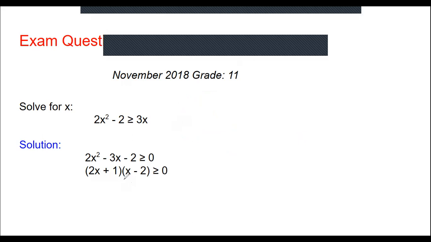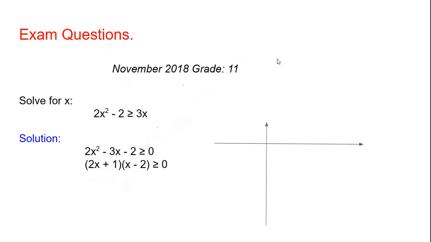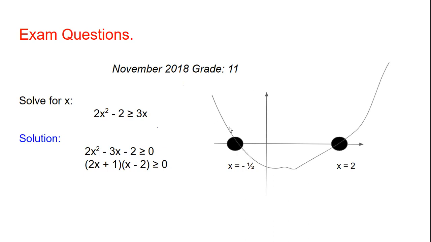to minus half and x is equal to 2. So then we plot our critical values. So since we have the equals to sign, we're including it. So we have x is equal to minus half this side, and we have x is equal to 2. And then we just draw our parabola, which is this curve. All right, and then we look at the inequality side. So it's greater than and it's equal to 0. So what does that mean?